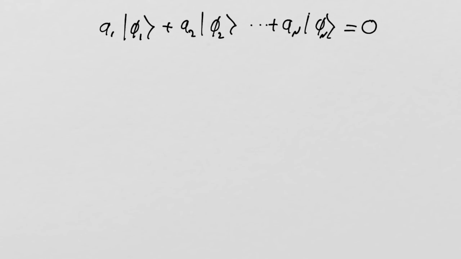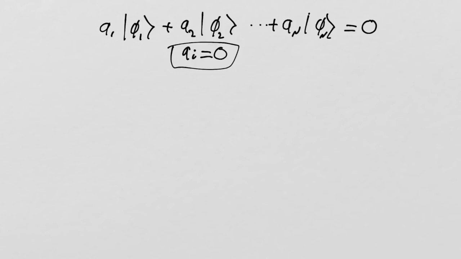We start with the idea of linear independence. Linear independence sits on this statement here, that these vectors phi 1, phi 2, all the way to phi n, are considered linearly independent if the only way to make this expression true is if all the a i equal 0. If that's the only way to make this statement true, then these vectors are linearly independent.